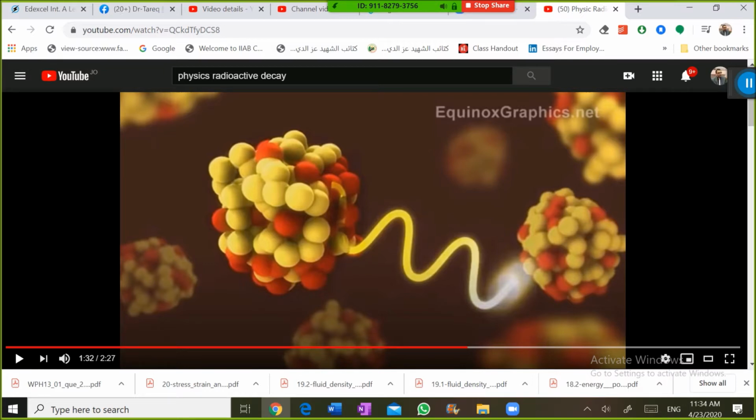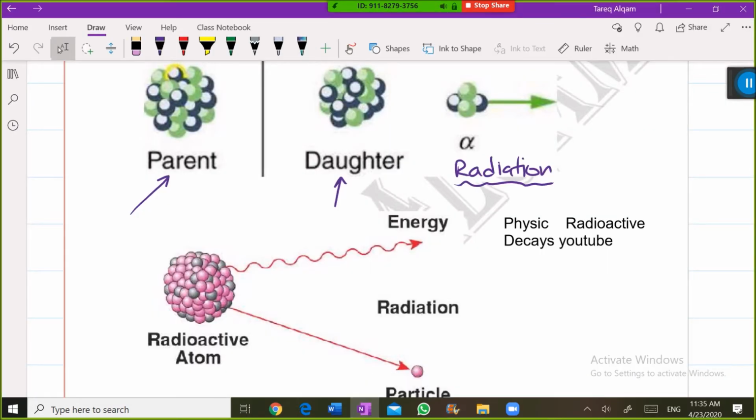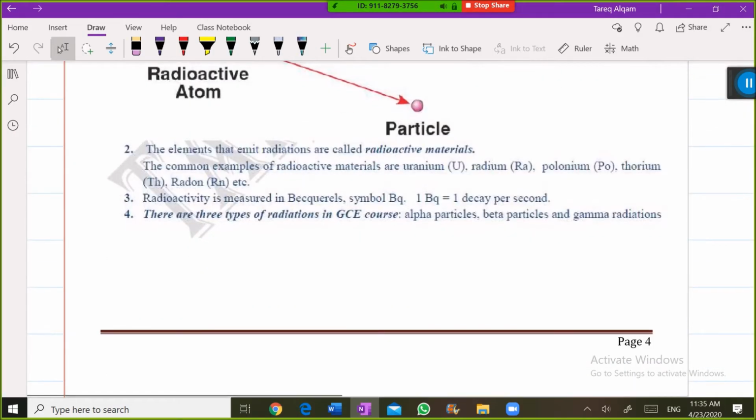High energy, higher frequency electromagnetic radiation, which is called gamma ray. This gamma ray is emitted from the nucleus to release this energy. The nucleus was unstable, right? So these are the three types of radiation. We'll talk about them later also in more detail.